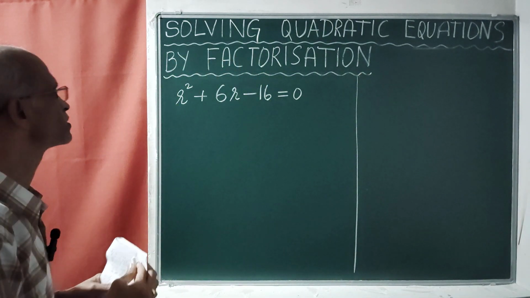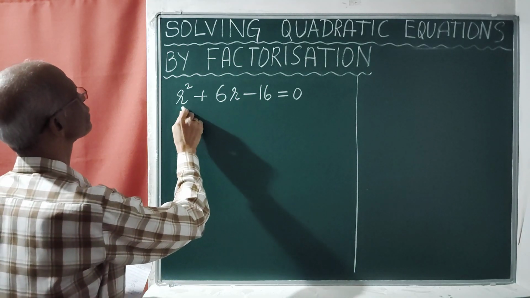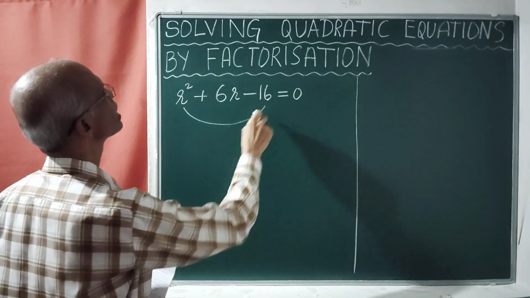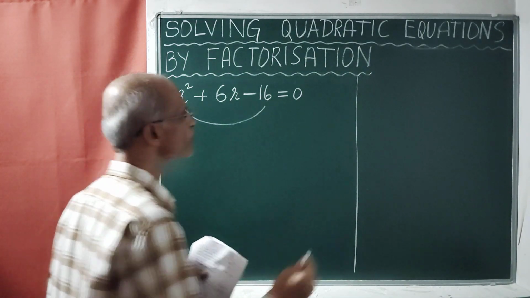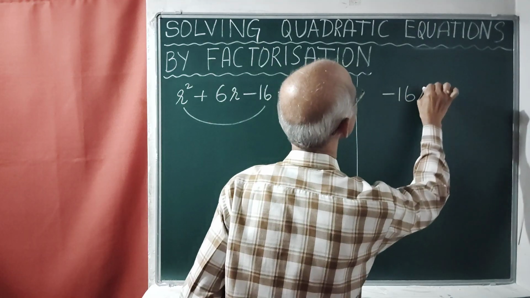The first step is we have to multiply the first term and the last term. We get minus 16r square.